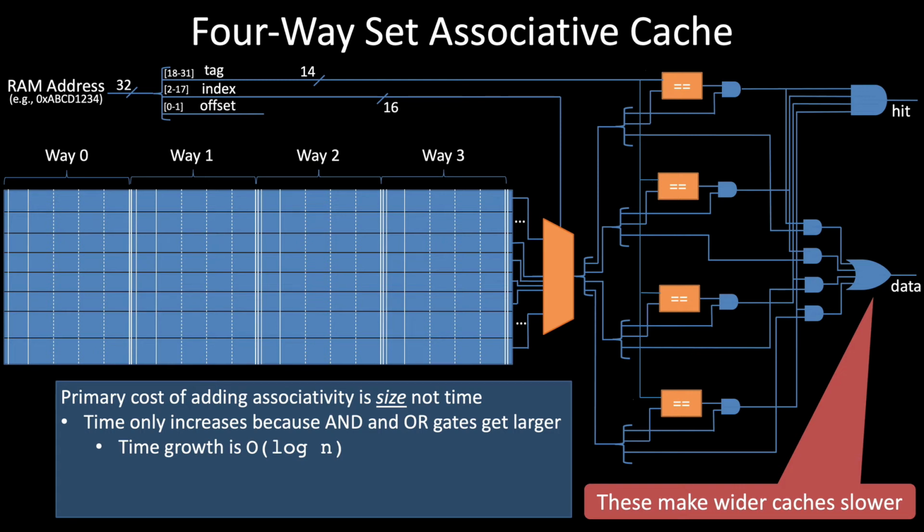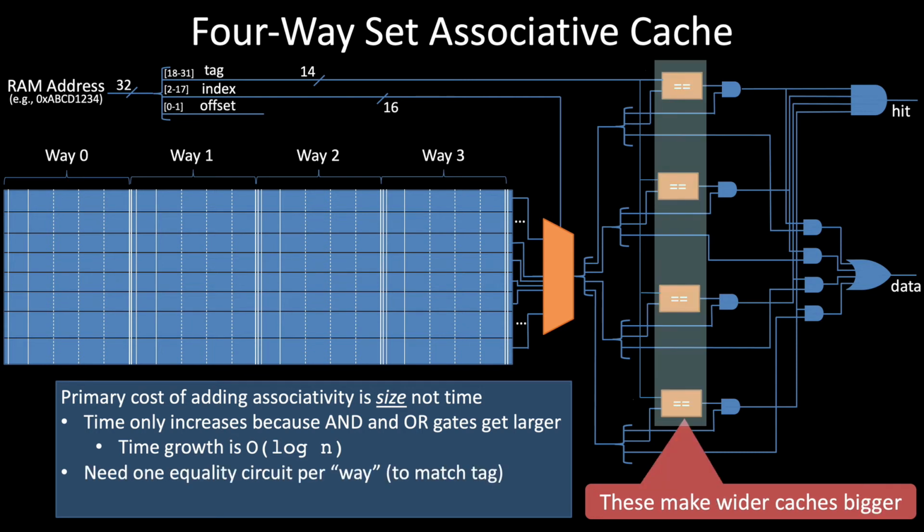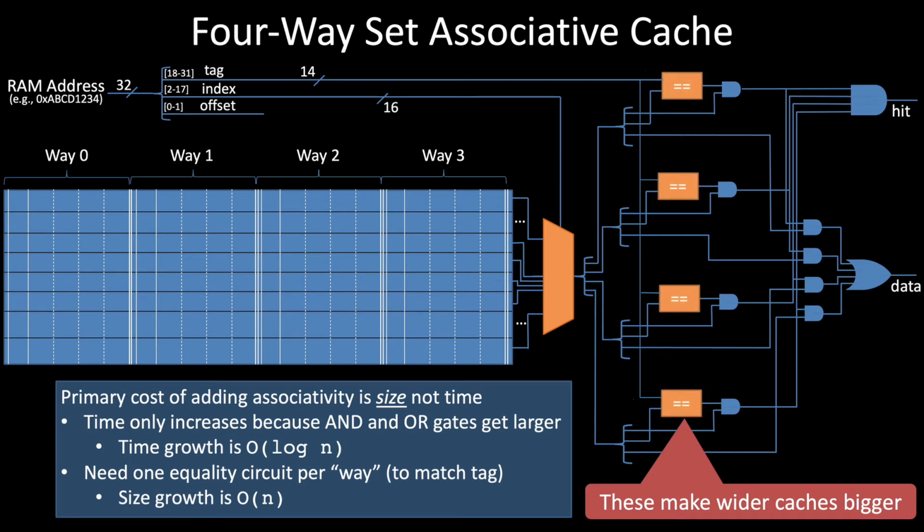But in order to compare all the tags in parallel, we need separate equality circuits for each tag. This makes the size of the cache grow linearly. There's also a second size-related cost to increasing associativity.